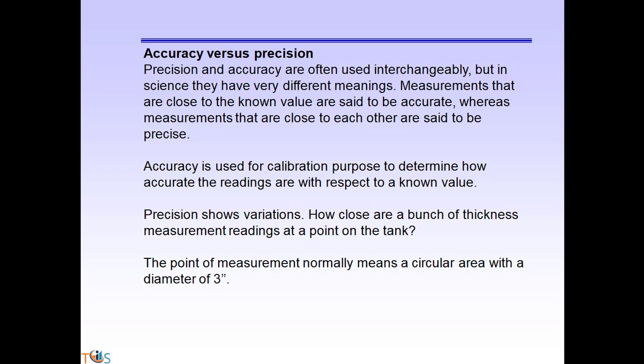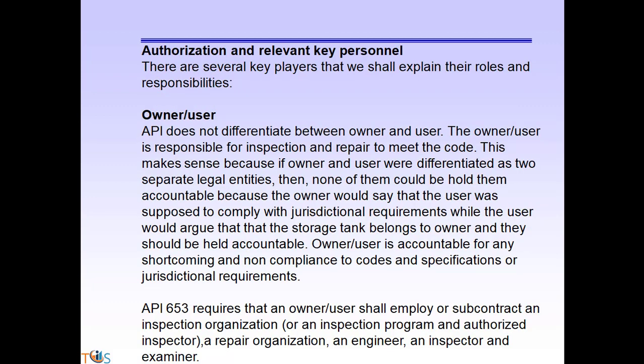Accuracy versus precision, although often used interchangeably, have different meanings in science. Measurements that are close to a known value are said to be accurate, whereas measurements that are close to each other are called precise. Accuracy is used for calibration purposes to determine how accurate the readings are with respect to a known value. Precision is about variations: how close are a bunch of thickness measurement readings at a point on the tank? The point of measurement normally means a circular area with a diameter of 3 inches.